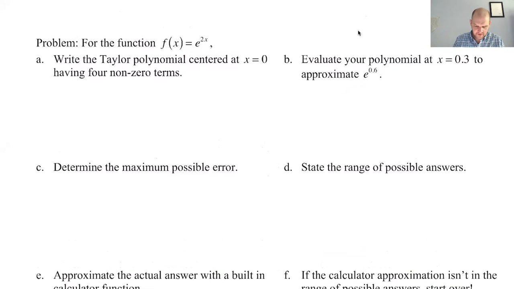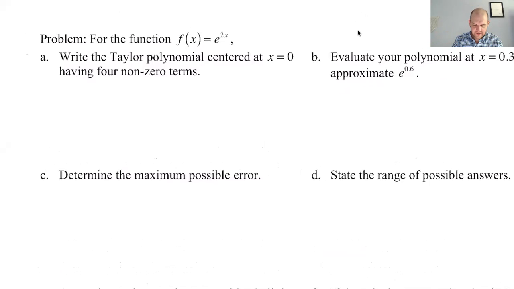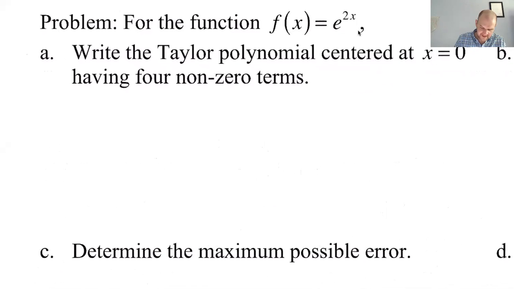So write the Taylor polynomial, centered at x equals 0, having 4 non-zero terms. I'm going to show you a weird way to do this. It's actually the way that you're always going to do it. If you already memorized the series, it's going to have an infinite number of terms. If you already memorized the pattern for e to the x, you can kind of write them down. I'm going to say e to the u.